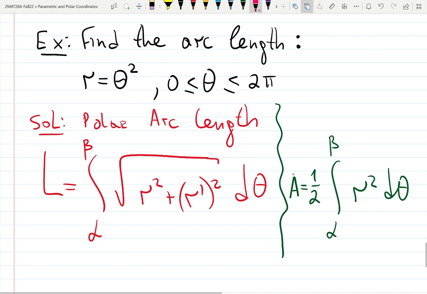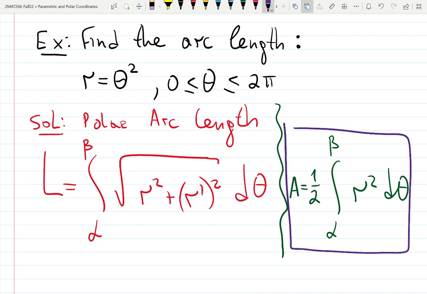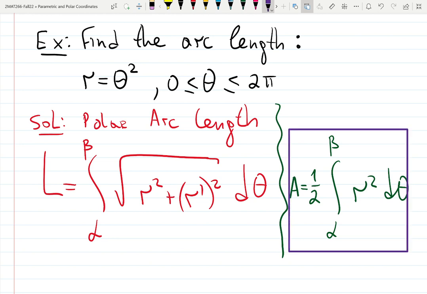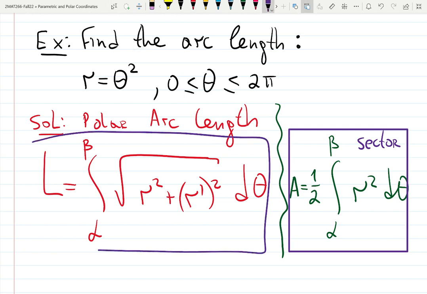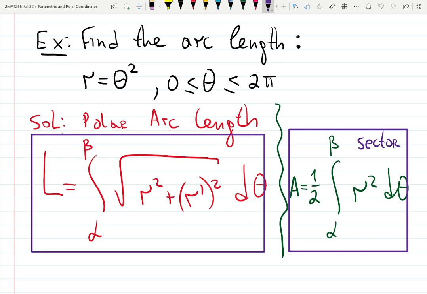I'm just trying to guess your mistakes on the test. Confusing the formulas is a popular mistake. Area, 1/2 is coming from the sector formula. Check out my previous video if you missed the class. The sector gives you this 1/2 r squared times d theta, while r squared plus derivative squared, that's arc length. So write down maybe both, and then you have to actually remember which one we need for this case.